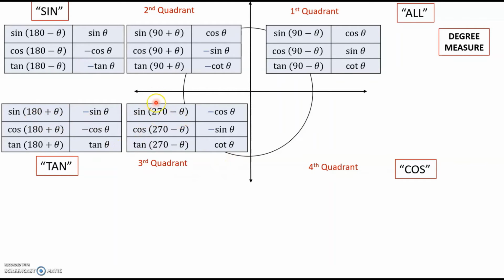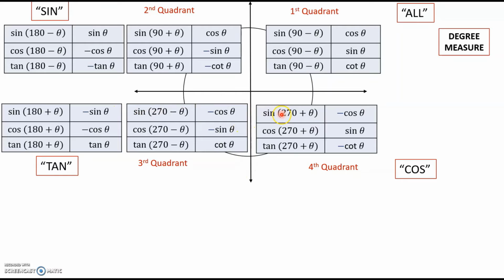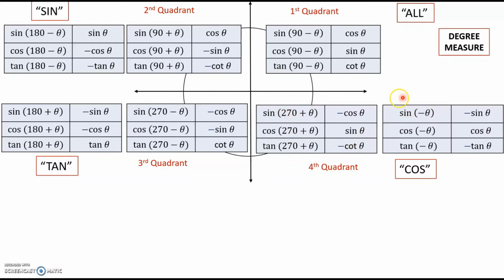270 minus theta is in the third quadrant, and 270 plus theta is in the fourth quadrant, and also minus theta is in the fourth quadrant. Now, a noticeable thing that you can find here is, in the first quadrant, our sine, cos and tan are all positive. So all are positive in the first quadrant.